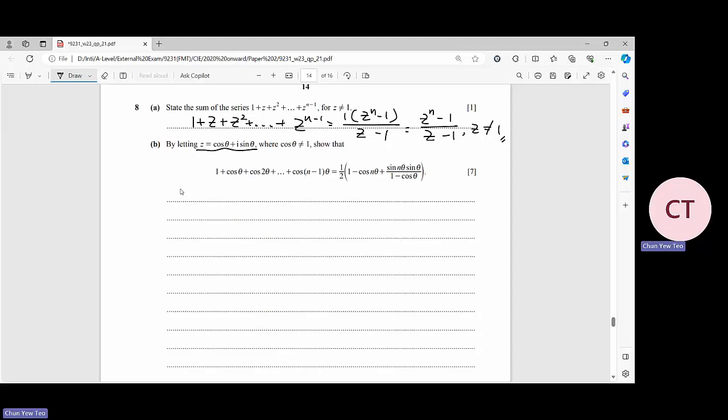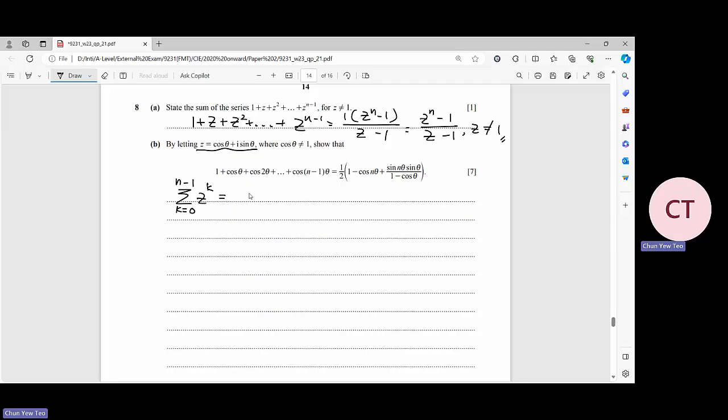So what I need to do is I need to write this as z to the power of r, where r starts from 0 and then until n minus 1. Okay, because following this statement in part A, the power starts from 0. Okay, maybe I don't use r because if I use r, it will be confusing with the common ratio. Maybe I use k.